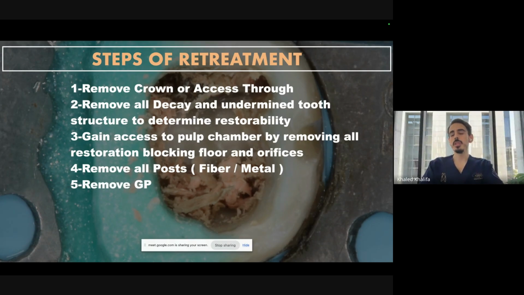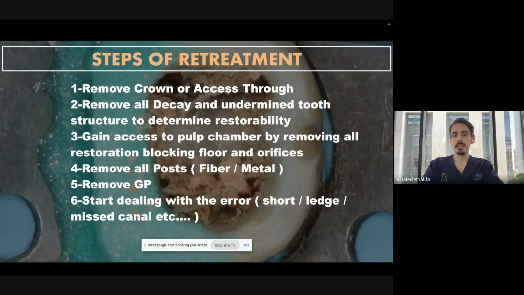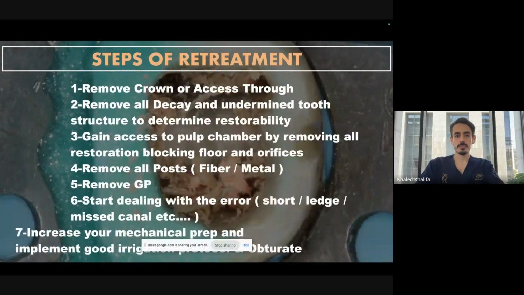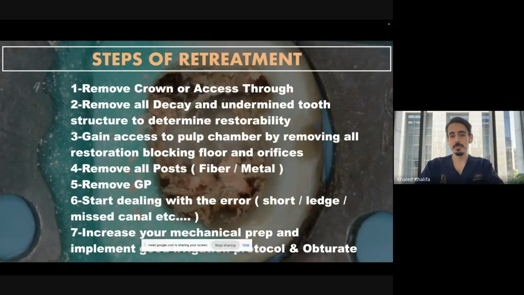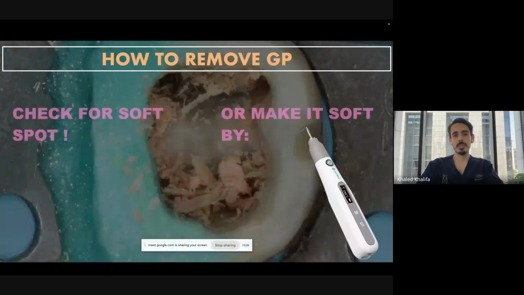Then start by removing your gutta-percha and dealing with the error, whether it was short, overextended, you have a ledge, you have a blockage, and so on. And in retreatments, we have to increase our mechanical prep and implement a very strict irrigation protocol and a 3D obturation protocol in order to maximize the success rate.